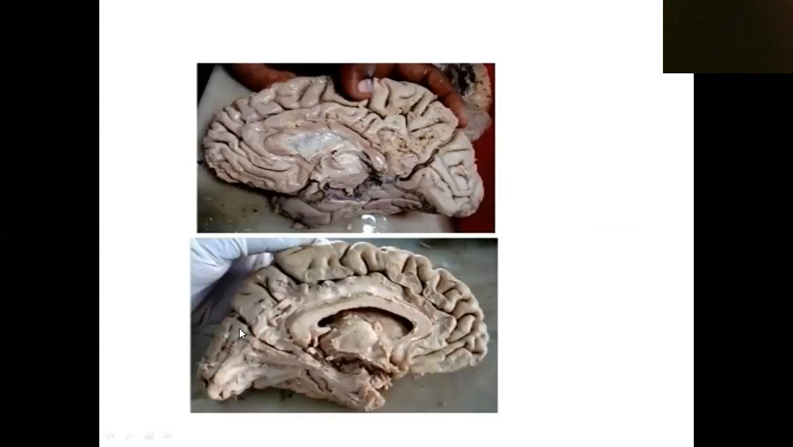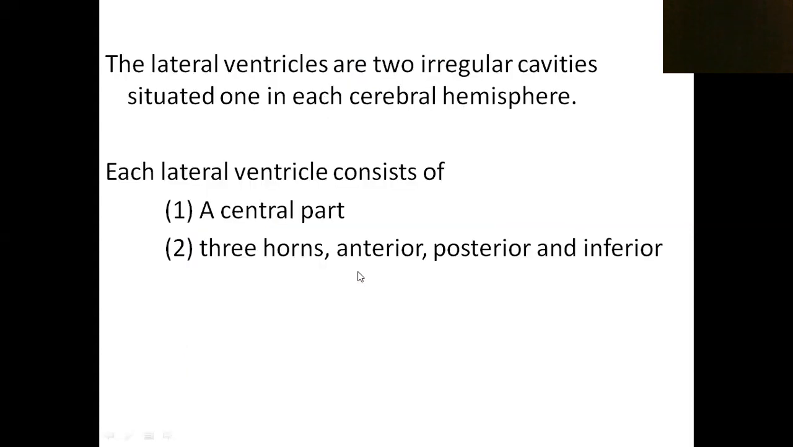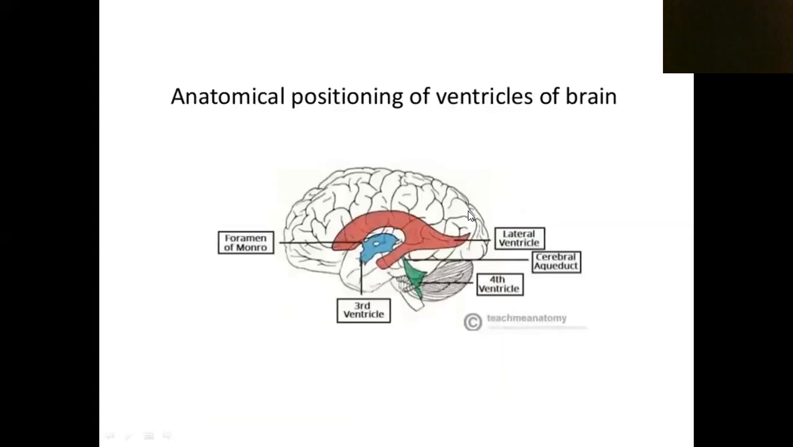See here, this is the left cerebral hemisphere. Inside the left cerebral hemisphere, we can see a cavity below the corpus callosum. See, this is the corpus callosum. Below the corpus callosum, this cavity is the lateral ventricle. So, is it clear? What is meant by lateral ventricle? Lateral ventricles are the cavities seen inside the cerebral hemispheres.